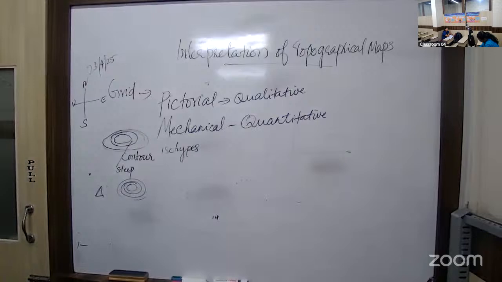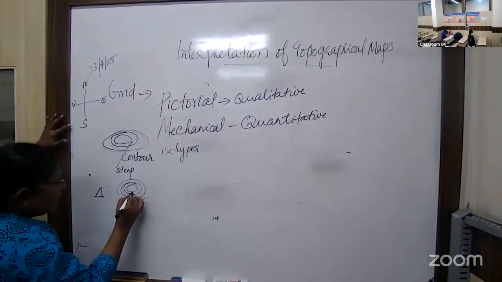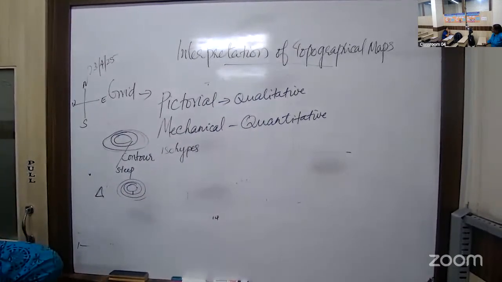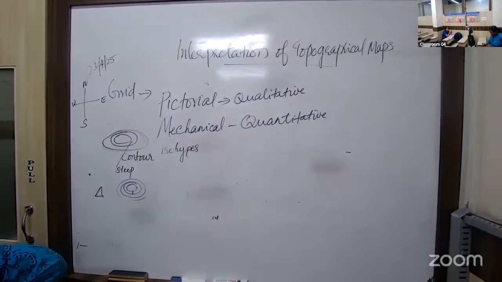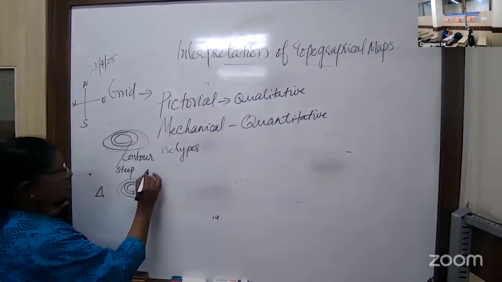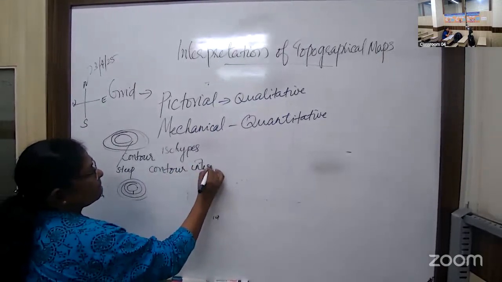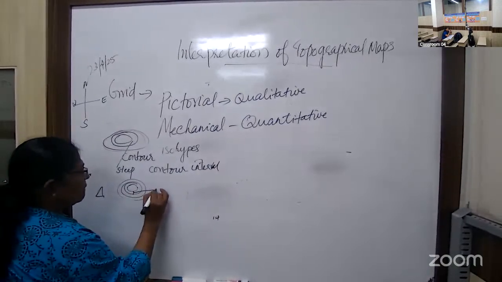Next is the contour interval. What is the contour interval? That is the gap, the distance between two contours. Okay, what is the contour interval? The difference of height between two consecutive contours, the vertical interval. So this one is the contour interval. This one is the contour interval.